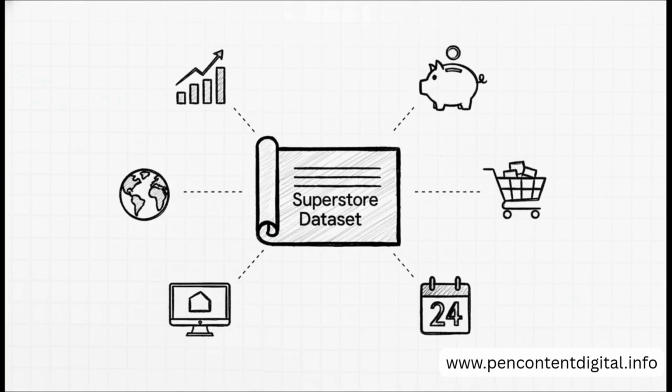So our blueprint for today is the classic Superstore dataset. It's fantastic for learning because it's got everything we need. We've got columns for sales, profit, how many items were sold, where they were sold, what kind of products they were, and of course, when the order happened. These are really the core pillars of our entire analysis.